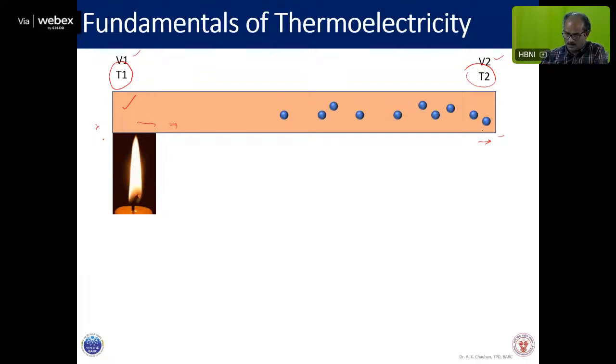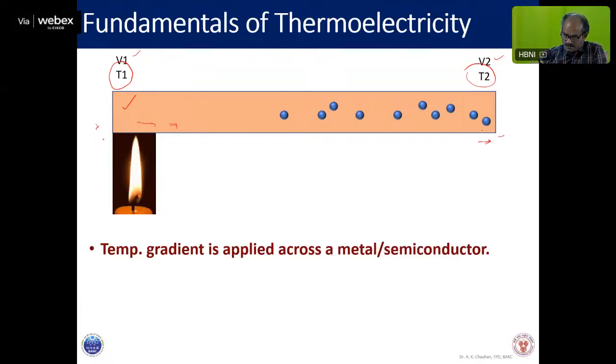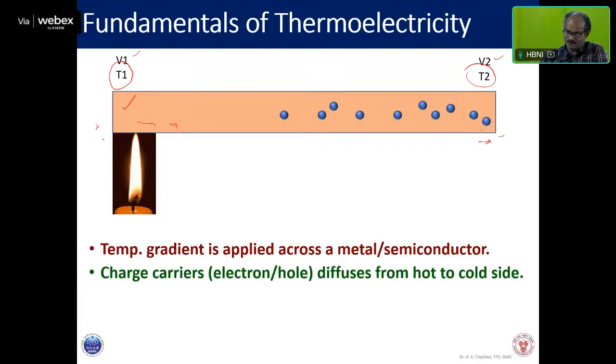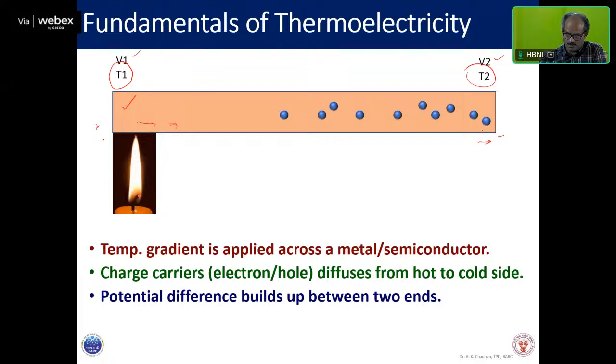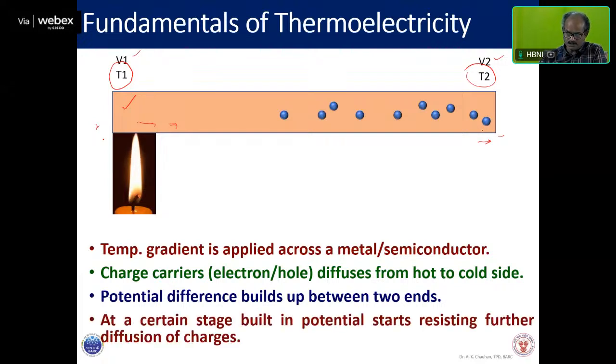So when a temperature gradient is applied across a metal or semiconductor, a potential is developed because of the movement of these charge carriers. This potential difference is what we can measure.